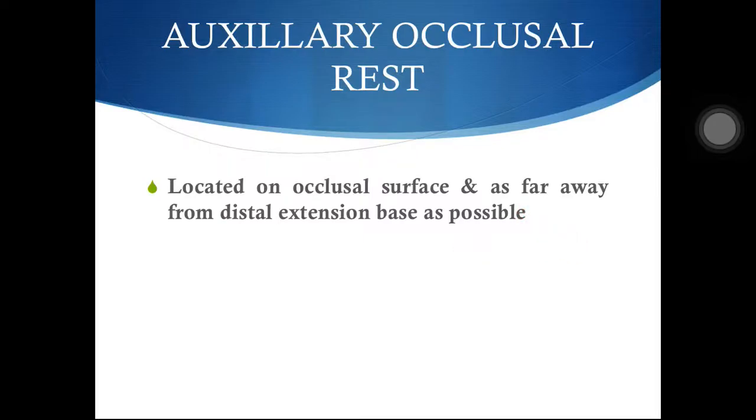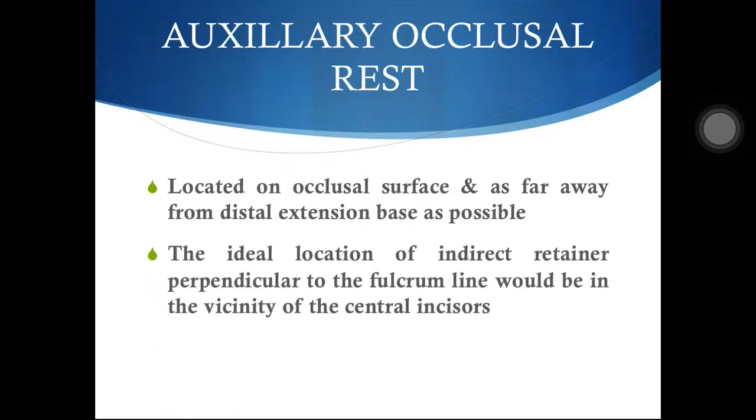Occlusal rest would only be present on the posterior teeth and their occlusal surfaces. The ideal location of indirect retainer perpendicular to the fulcrum line would be in the vicinity of the central incisors. But in the central incisors, the proper formation of incisal rest or cingulum rest is very difficult because of the shape of the teeth. So we have to make a compromise and give it on the most far away posterior teeth, which are the first premolars.